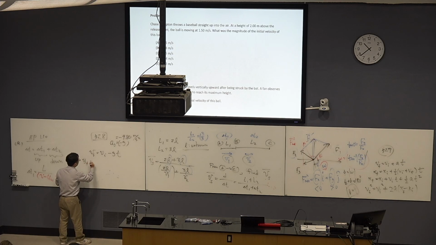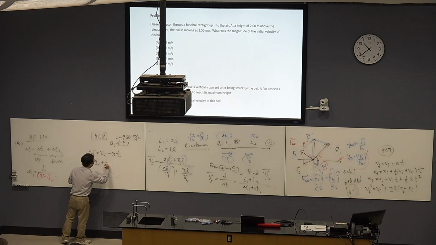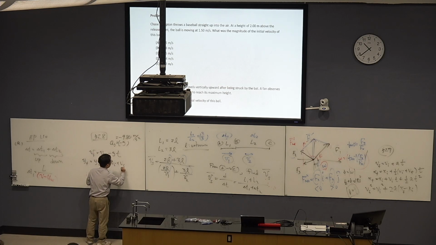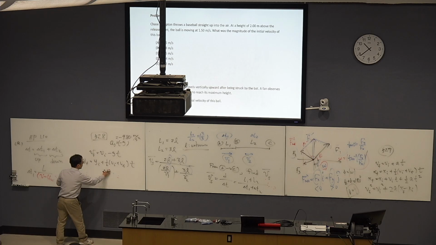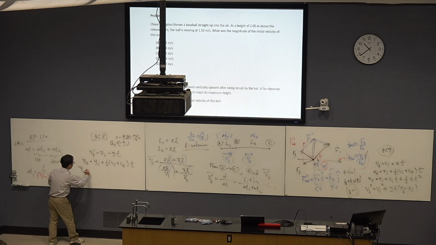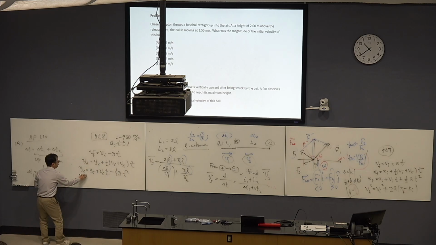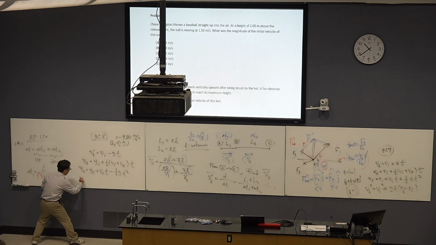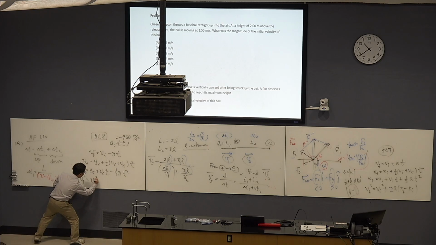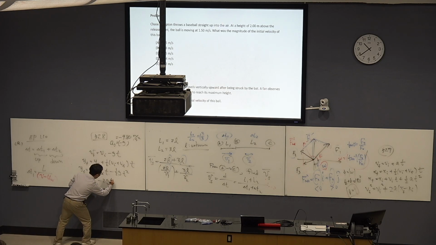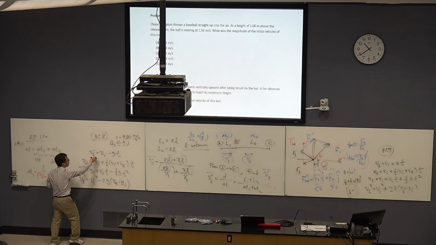The second equation: Y final equals Y initial plus 1/2 (V initial plus V final) times time. The third equation will be Y final equals Y initial plus V initial times time minus 1/2 G T squared. And then the last equation will be V final squared equals V initial squared minus 2G (Y final minus Y initial). Those equations you should write down on the note cards, right?